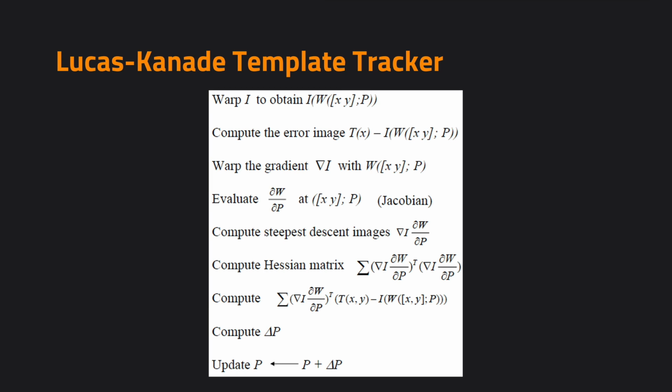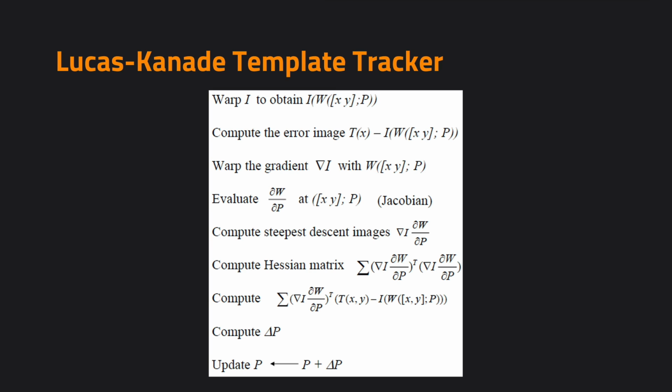First, we have an initial warping parameter P, or it can be the identity parameter, which represents the current state of the source image, or you may estimate it from some other source. After we warp the image based on the current parameter P, we can calculate the error image, or the difference between the target image and the current warped image. And then we can warp the gradient of this image with the current warping.